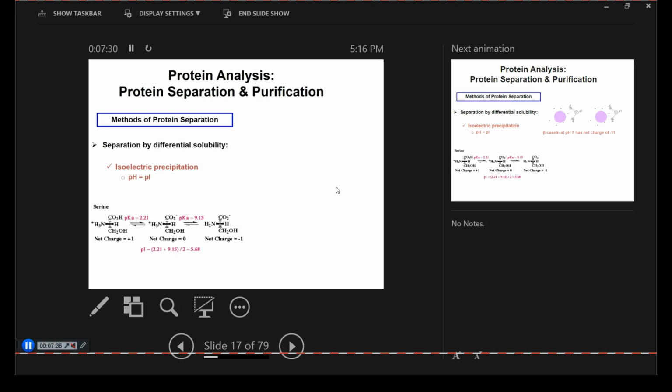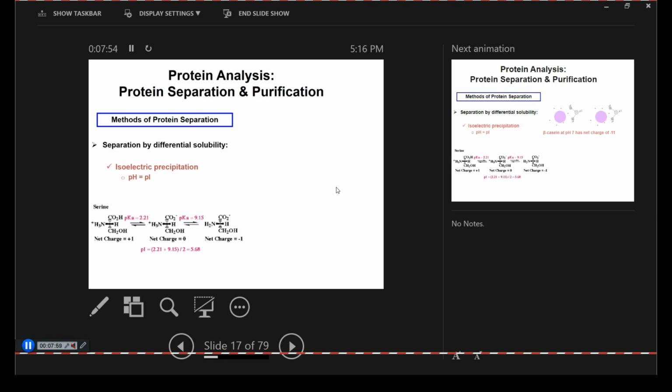So, precipitating by isoelectric point. Let's say if you have milk and you want to precipitate casein, separated from whey protein, then you bring the pH to the isoelectric point, 4.6. And then you can separate casein protein from whey protein.